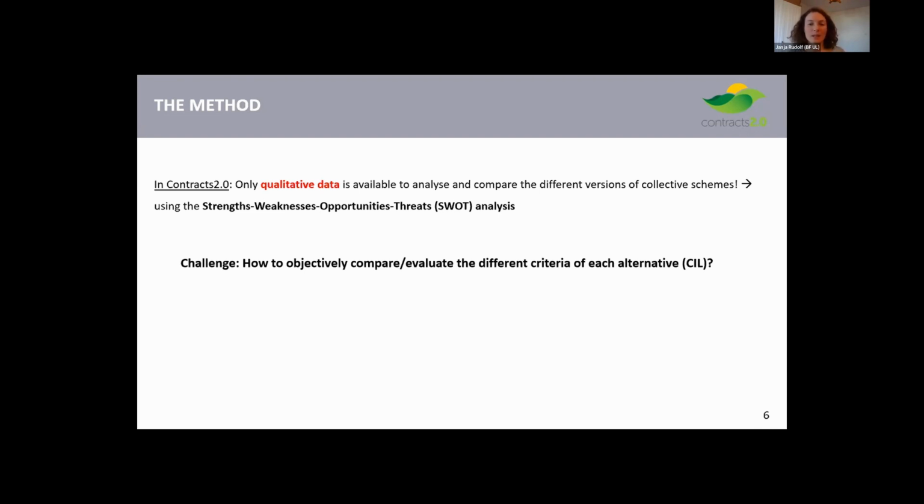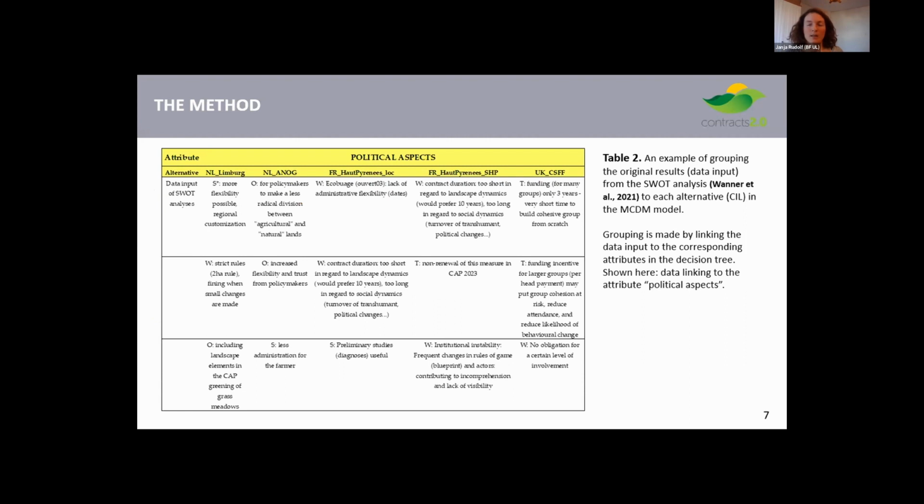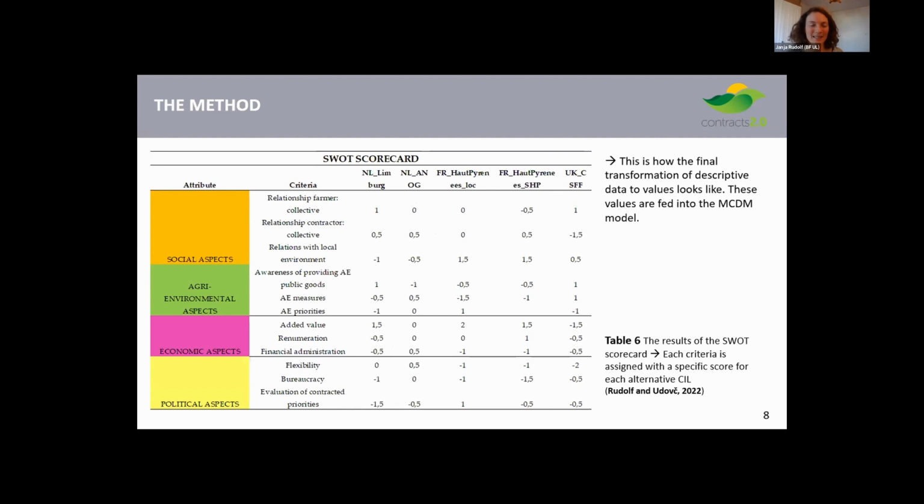So the question was how to objectively compare this. And we introduced the SWOT scorecard technique, which was developed especially for this case, and it evaluates the importance of SWOT results and transforms them into numeric values that can be compared. Here is just a brief look at how the grouping of the original results from the SWOT analysis for each collective case in the SWOT scorecard technique looks. I will not go into the details because we ran out of time, but maybe there will be time in the Q&A session. So this is how the final transformation of the descriptive data to values looks, and this is fed into the Matsudaman model.